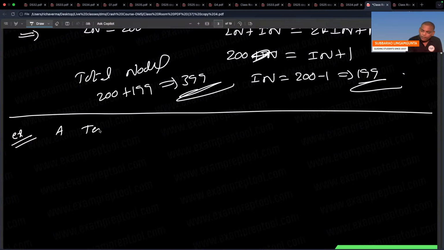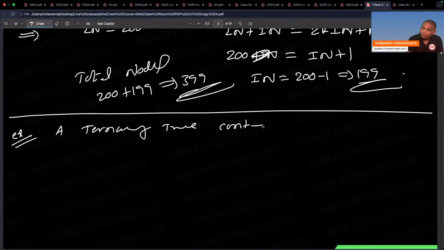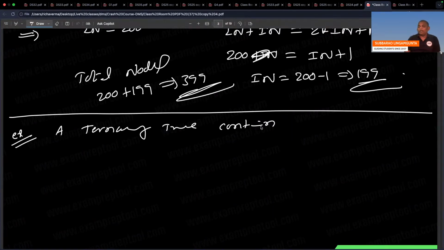A ternary tree contains 50 leaf nodes and 5 nodes with 1 child.